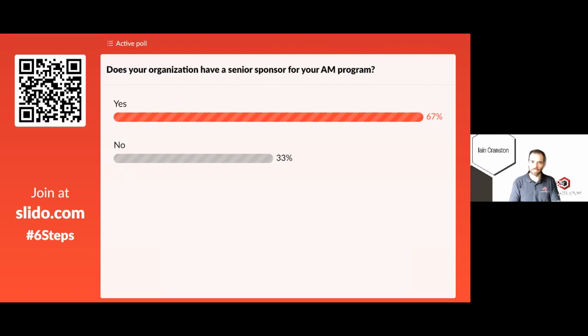So yeah, poll for you here. Does your organization have a senior sponsor? So is it obvious to you, is it clear who your senior sponsor is within your organization for your asset management program? Someone on your leadership team, someone on your board of directors that is really taking this forward.